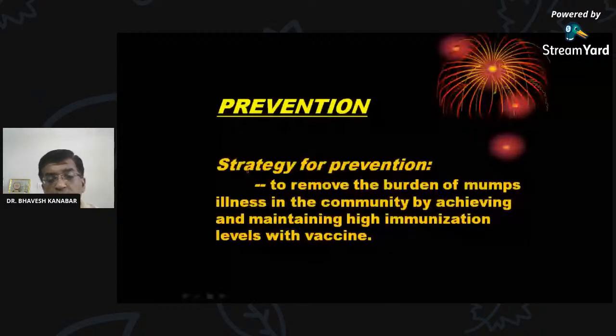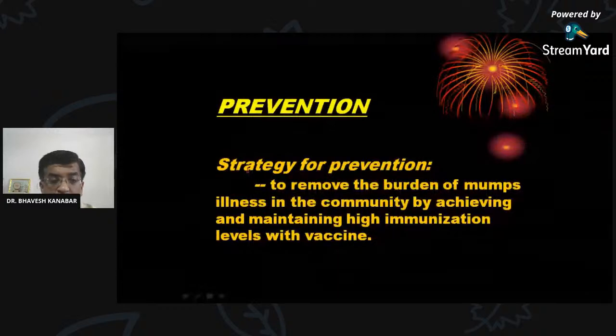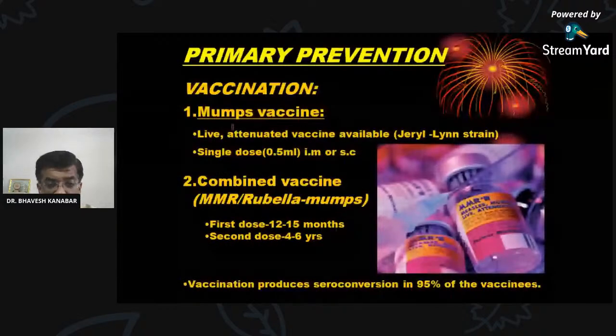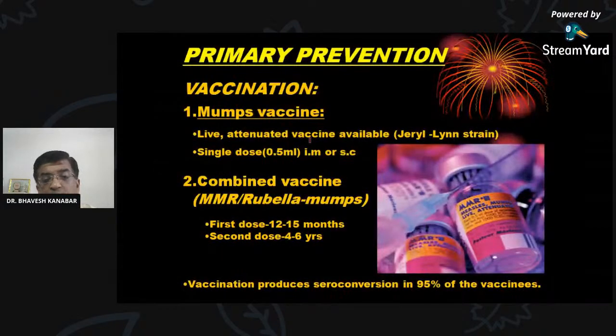You already know the measles, mumps, rubella vaccine, the MMR vaccine. It is to be given around the 15th month of age. The strategy for prevention is to remove the burden of mumps illness in the community by achieving and maintaining a high immunization level with the vaccine. Mumps vaccine is a live attenuated vaccine. The strain is the Jeryl Lynn strain, single dose 0.5 ml IM or subcutaneous.